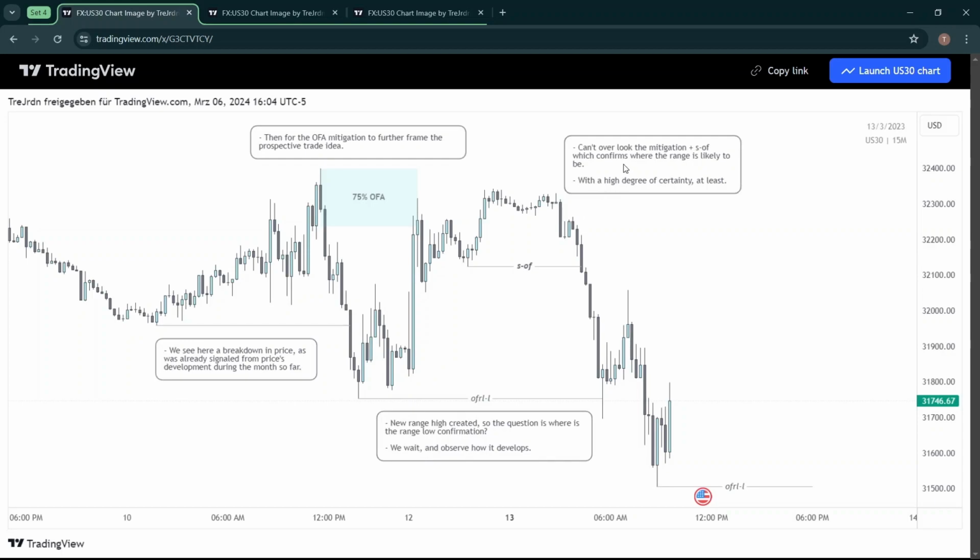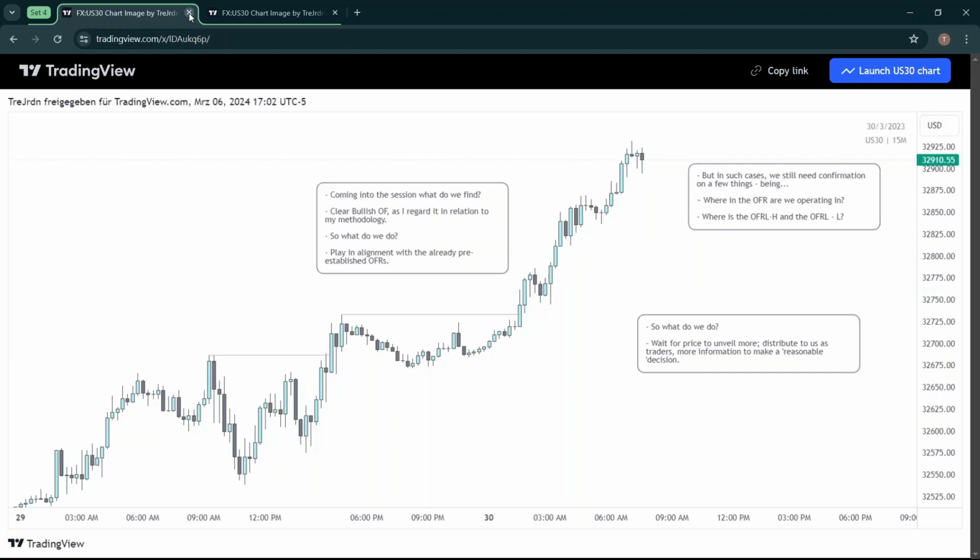It's way too calm. But I think in this top one, you can't overlook the mitigation plus the switch in order flow, which confirms where the range is likely to be, or kind of saying, you know what, this is most likely a range high being set in place. And I get here with a high degree of certainty at least. This is based on data, based on my experience indeed.